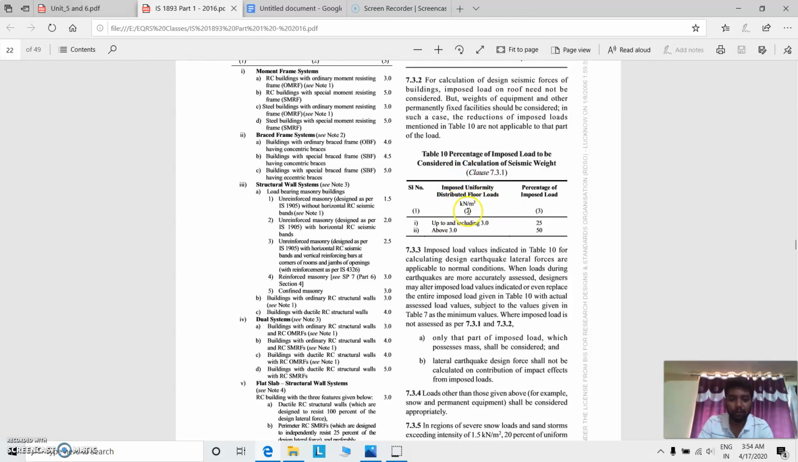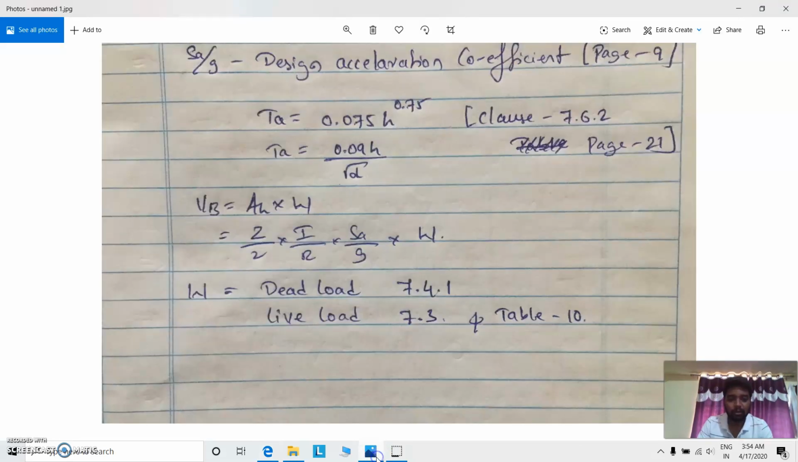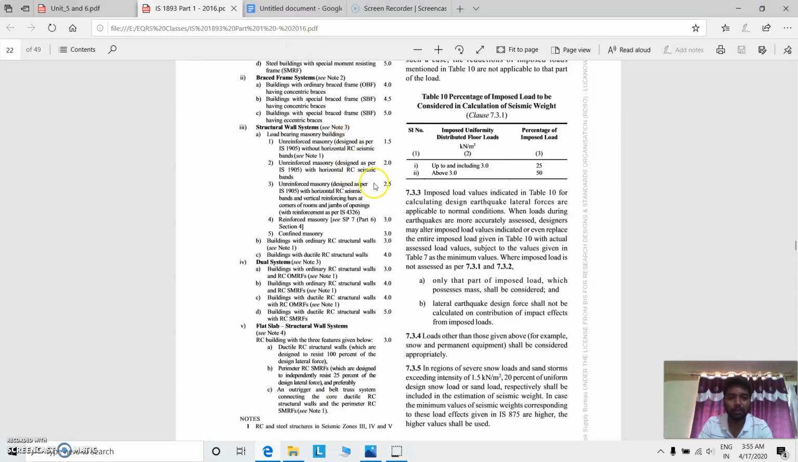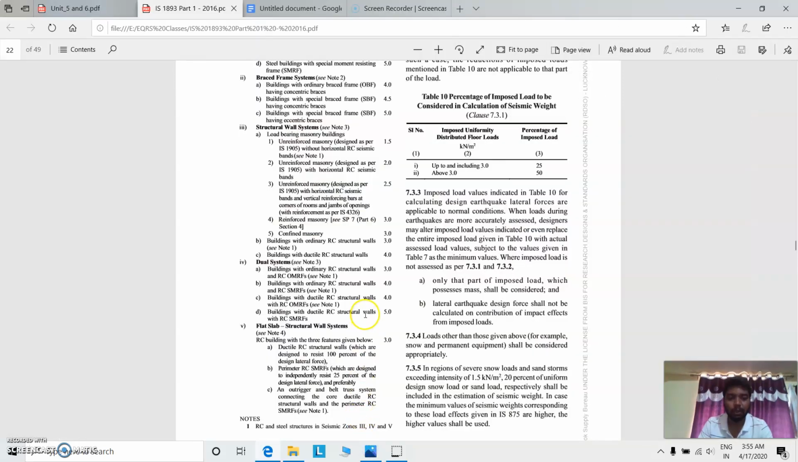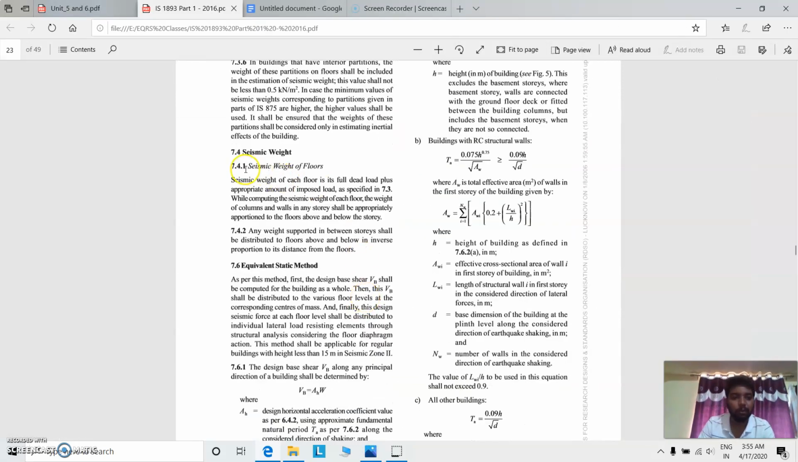And similarly, when we are dealing with earthquake loads, that is dead loads, in that dead load we have to consider the total seismic weight of the structure, that is given in clause 7.4.1, the seismic weight of the floor. Seismic weight of each floor is its full dead load plus appropriate amount of imposed load. Here we can note that it is full dead load plus appropriate amount of imposed load.